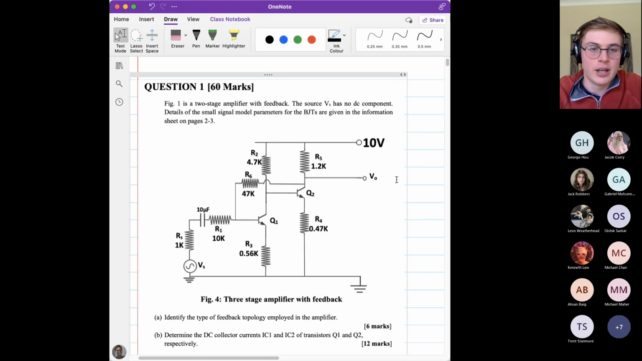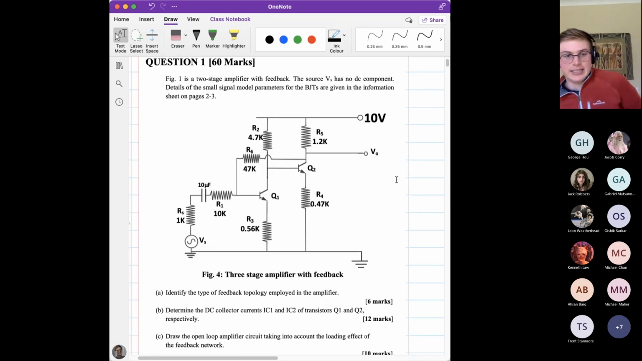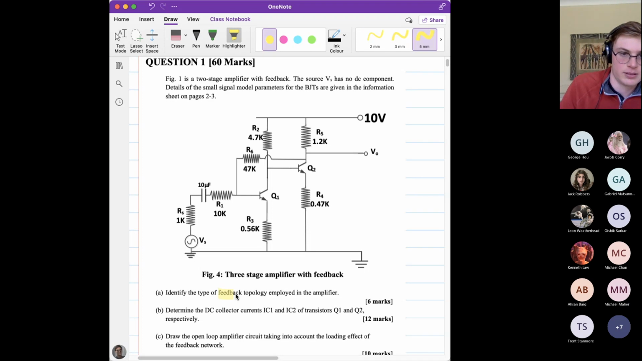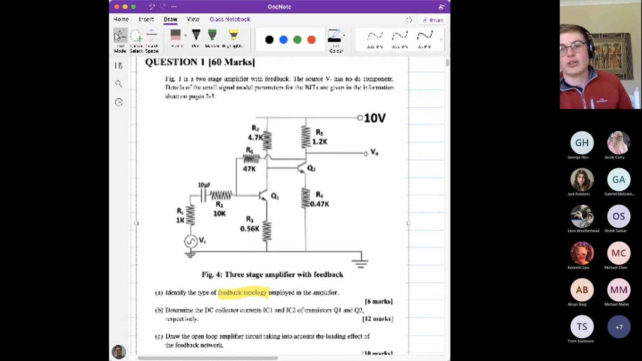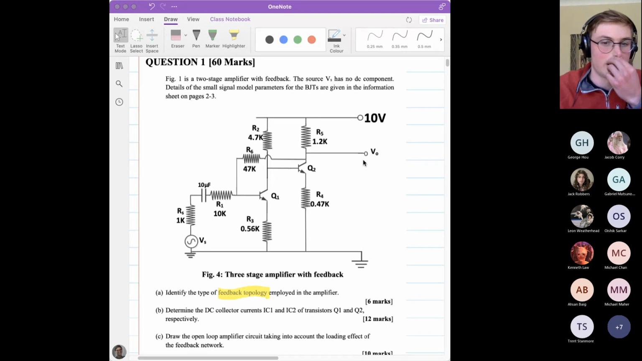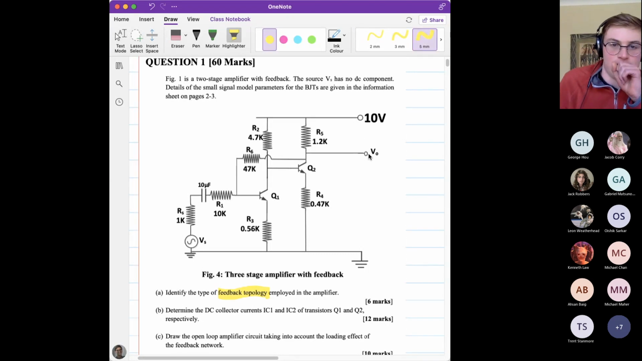So, who can tell me what question A is asking us for, the type of feedback topology? We're going to do a vote. No one type it in the chat, don't spoil it. So our output is V0 up here. Our input is way down here. It's a really weird diagram. But we're going to say that this is our input node here, right? Because it's essentially just flowing through here.